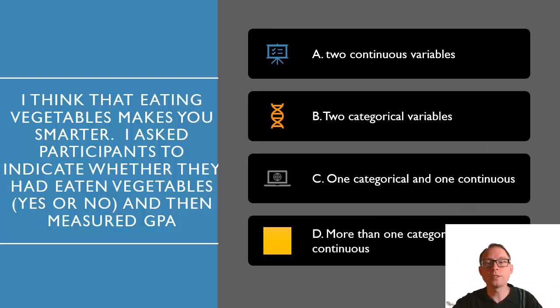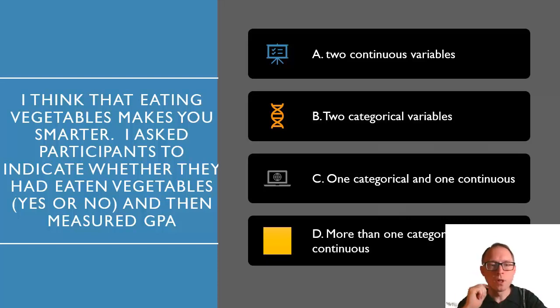The categorical variable is whether you ate vegetables, yes or no. Those are the two categories. And the outcome, GPA, is a continuous variable, right? Because higher GPA means more better grades, at least, right? So this is one categorical and one continuous.